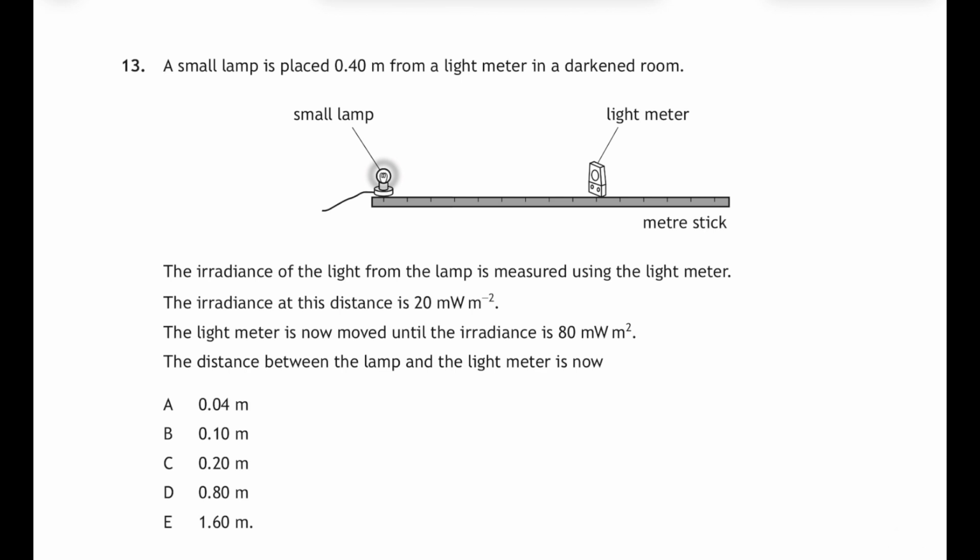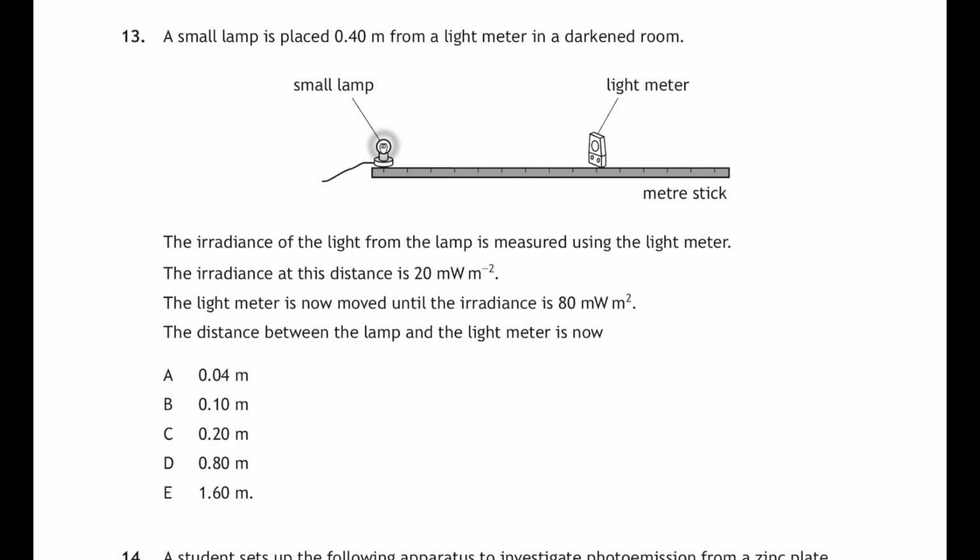Okay, question 13. A small lamp is placed 0.4 meters from a light meter in a darkened room. The irradiance of the light from the lamp is measured with a light meter, and the irradiance at this distance is 20 milliwatts per square meter. The light meter is now moved until the irradiance is 4 times bigger, 80 milliwatts per square meter. Is that a little unit error there? Anyway, we have to work out the distance between the lamp and the light meter now.